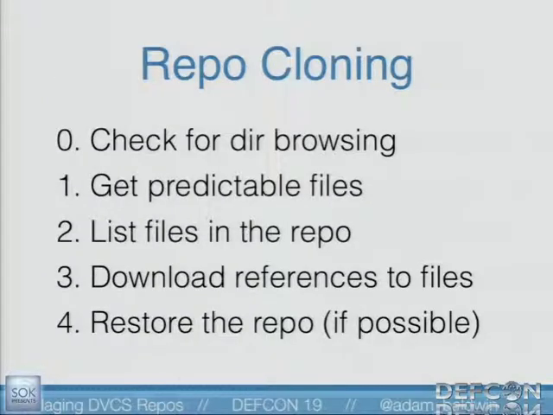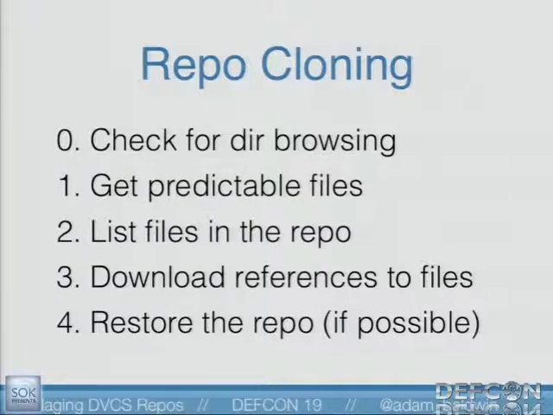So once you've identified that you have a Git repository or an HG repository or Bazaar, you need to clone that repository. And you can't simply run, say, git clone on that URL. So here's the process that we came up with to actually extract data from the repositories. First thing you need to do is check for directory browsing. If directory browsing is enabled on the site, it's game over. You can simply wget the .git directory and then restore the repository. Git reset hard, and then you've got your contents. You've got the source code, you get the entire tree. If that doesn't work, barring that, we need to get the predictable files.